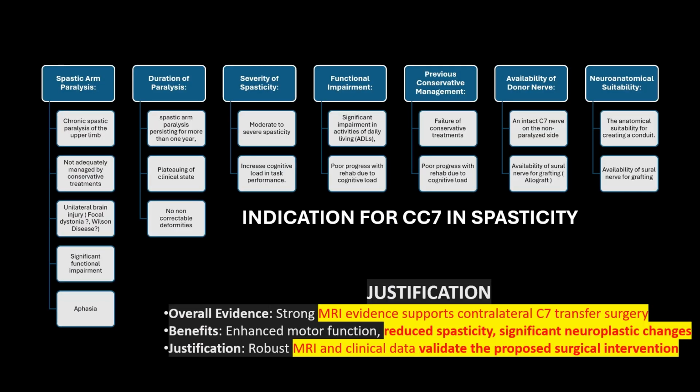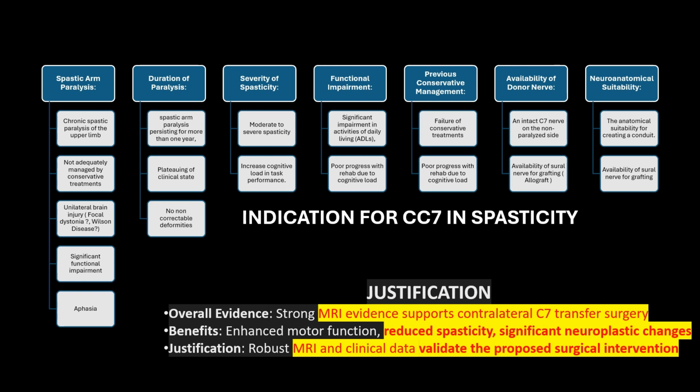In this slide, we look at what are the indications for contralateral C7 in spasticity. So for my understanding of the problem and what I have read through in cognitive neuroscience and in central nervous system synapses and neuroplasticity, if you have a chronic spastic paralysis of the upper limb, that is not improving with conservative management, and the injury is unilateral and not bilateral.